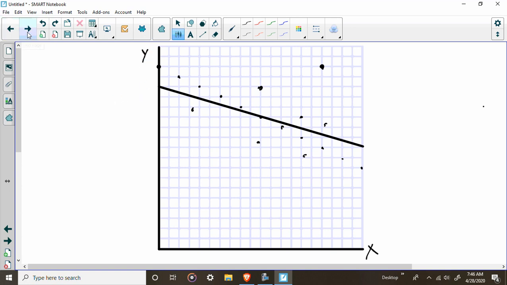Okay, so let's clear all this. Forgot that I can't erase this. So let's take a look at a positive correlation, again a correlation of +1. It would be something like this.